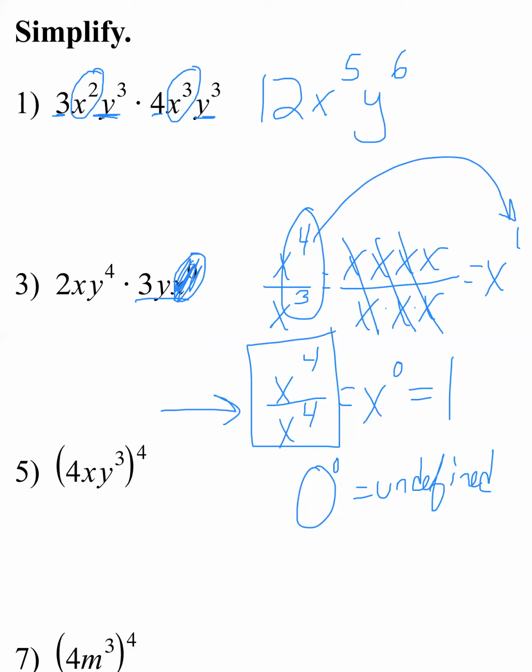So now I'm going to multiply the numbers. 2 times 3 is 6. X, I only have the 1x, so it's just going to stay. And then another thing to be cautious of, this y right here, it does have an exponent, right? It's a 1. So don't forget that there's a 1 there. So when I put the y to the 4th with the y to the 1st together, that's going to get me a y to the 5th. Okay, and there's my answer right there.